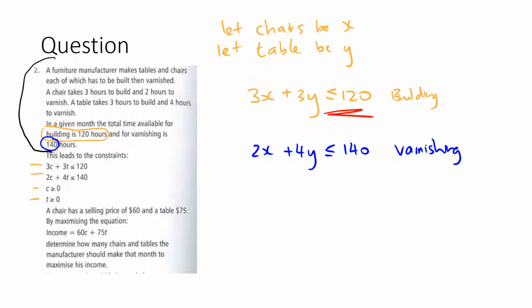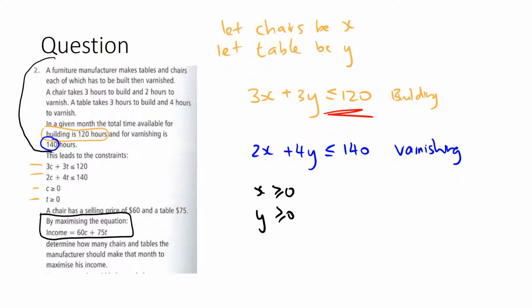A couple of other constraints that are implied, but they're not actually said in there, is he can't build negative chairs, and he can't build negative tables. Only other thing I want to mention to you there is this is what we are trying to maximize, this equation. Okay? We're trying to find the maximum profit we can.